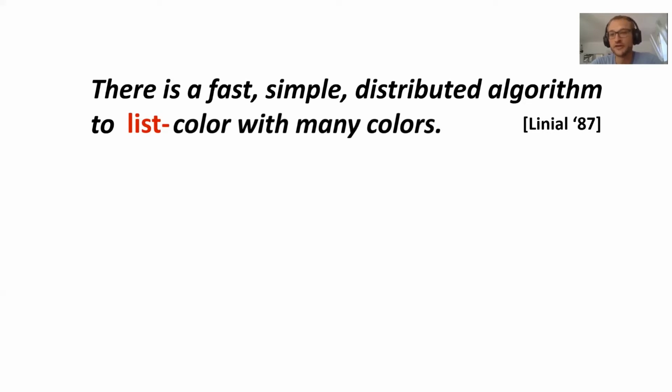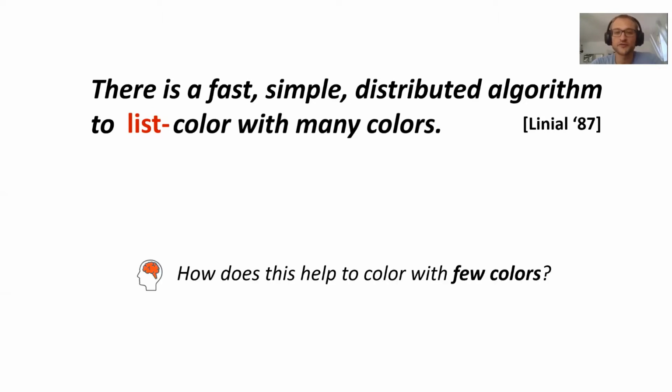List coloring means that while in the standard coloring problem, each vertex can pick a color from some globally known color space, in the list coloring problem, each vertex has its private list of colors and has to choose a color from this list. So usually the objective in this area is not to just color with many colors, but to color with few colors. And I will also quickly tell you how this helps to actually color with few colors.